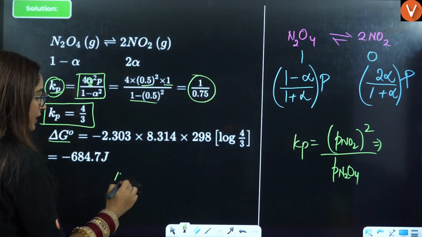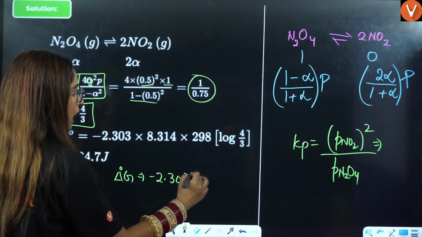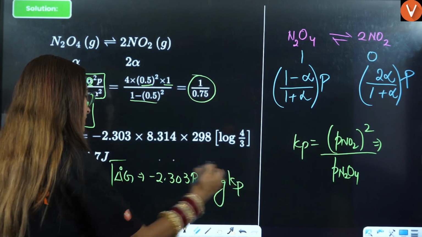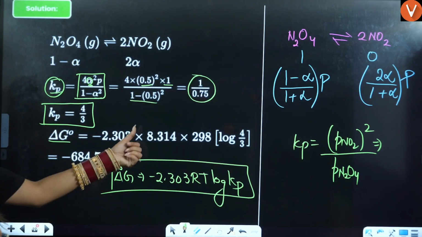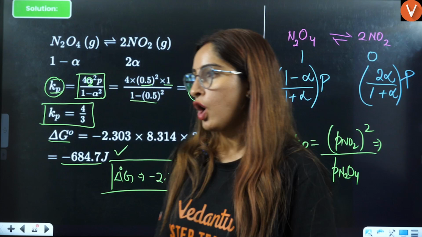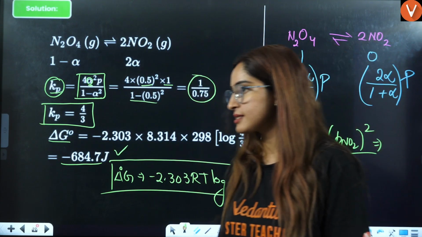I'll just write the formula here. Delta G naught is equal to minus 2.303 RT log of Kp or Kc, right? So you'll just have to put the values here and you will get your answer. Okay, everybody, got it? Yes?